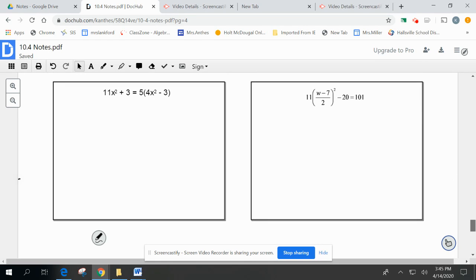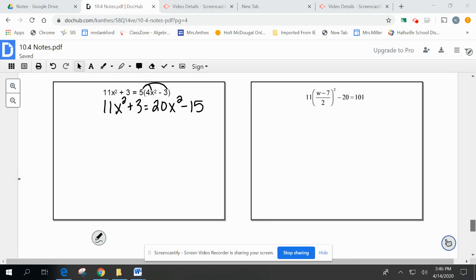Okay, so for the next problem, what we need to do first is distribute. So notice that I can't really divide the left side by 5, but I could go through and distribute this. So I would have 11x squared plus 3 equals 20x squared minus 15.